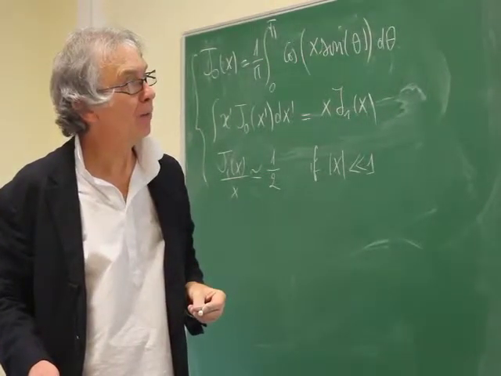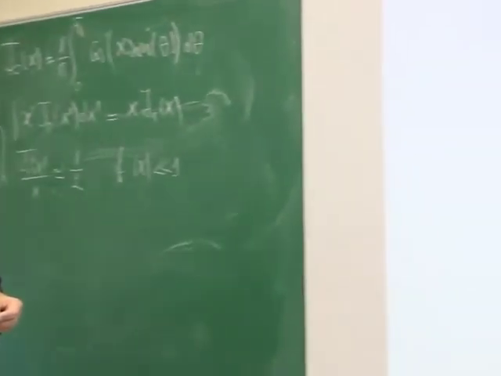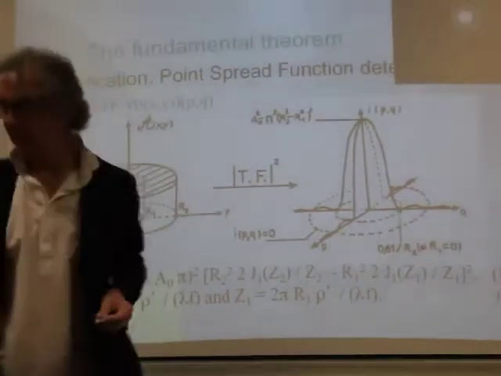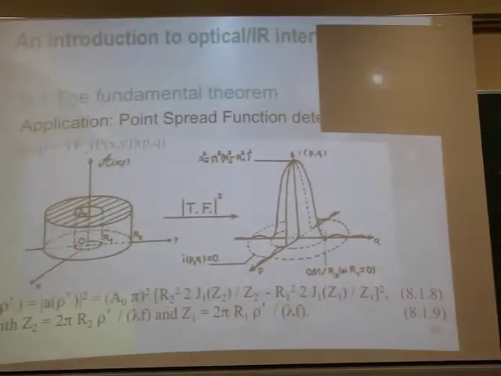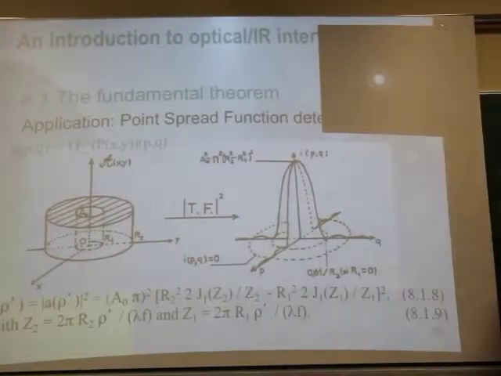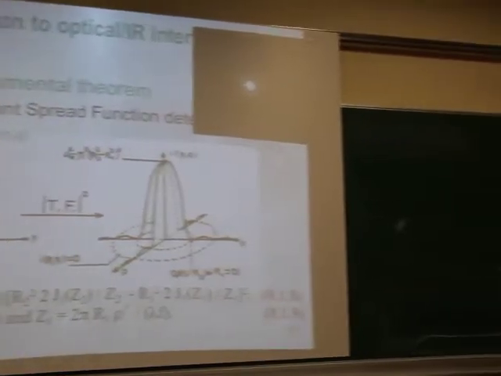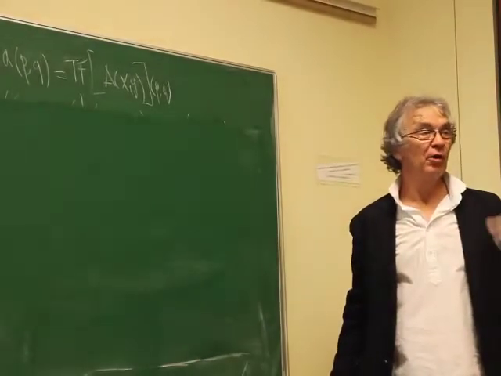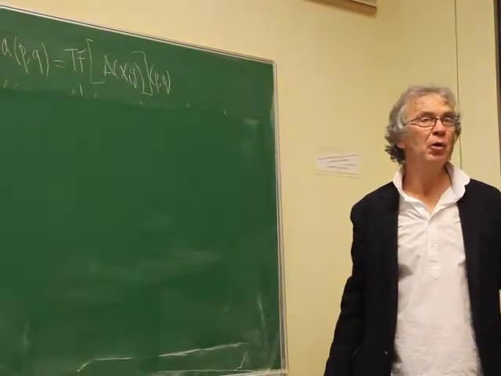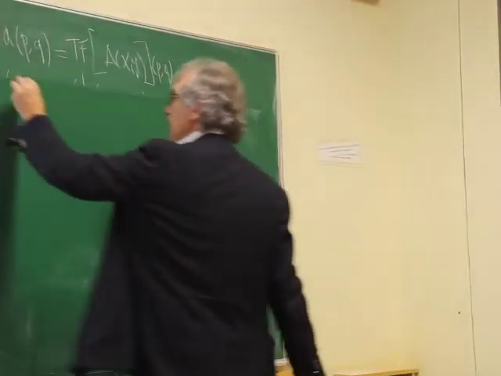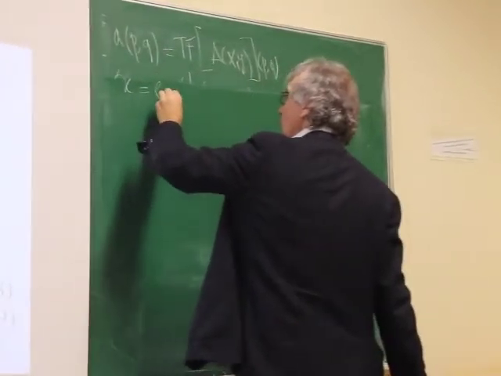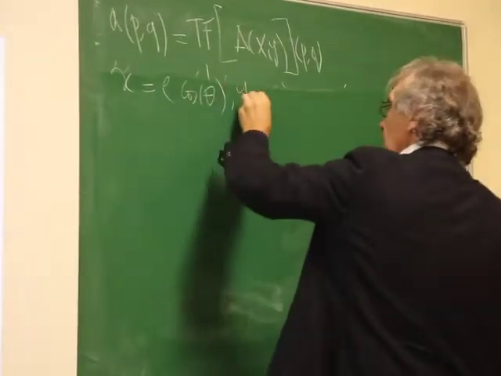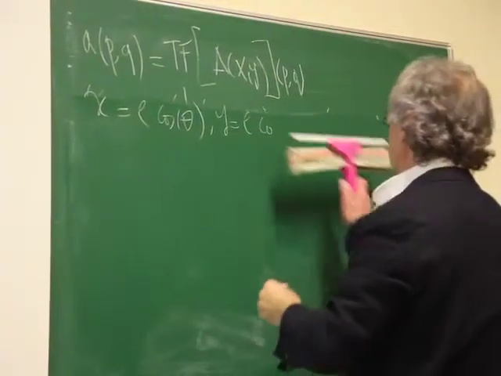OK, I come back to the graphs, and let's start the demonstration. We have to do the following integration for a circular aperture. Because of the circular symmetry, we use polar coordinates. So let's define x equals rho times cos theta, and y equals rho times sine theta.